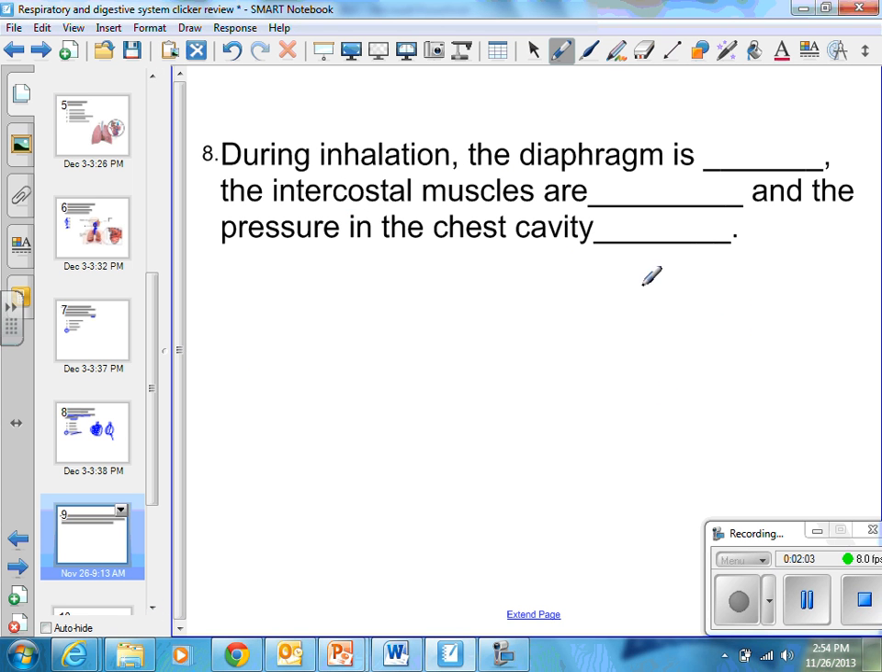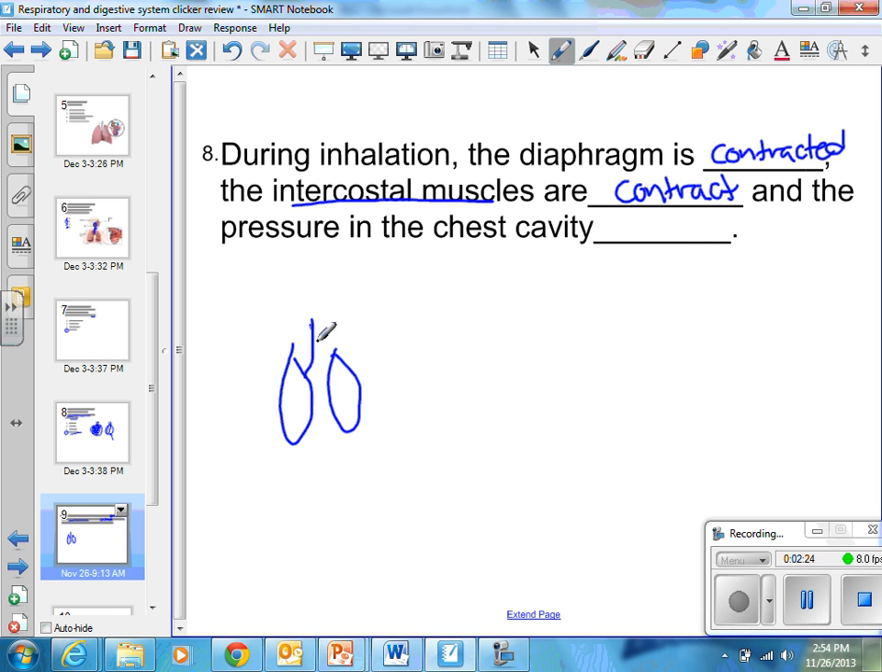Number 8, during inhalation, your diaphragm is contracted. Okay, when your diaphragm contracts, it lowers down. It gives your lungs more space. Your intercostal muscles also contract. This then lifts your rib cage. So if these are your lungs and this is your diaphragm when it's relaxed, and your intercostal muscles are here, when everything contracts, it opens up, allowing your lungs more room.